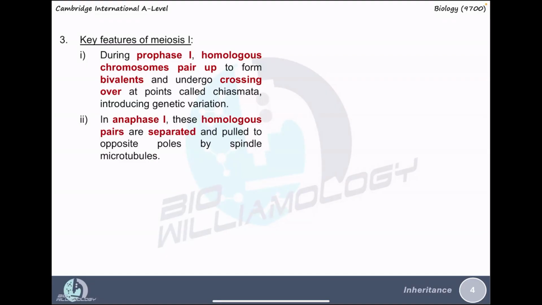And in anaphase 1, these homologous pairs are separated and pulled to the opposite poles by spindle microtubules. Compared to this, anaphase in mitosis separates sister chromatids, and during anaphase 2 of meiosis 2, sister chromatids are separated. So this event, where homologous pairs are separated, is a key feature of meiosis 1. It is special to meiosis 1 only because it happens during anaphase 1.